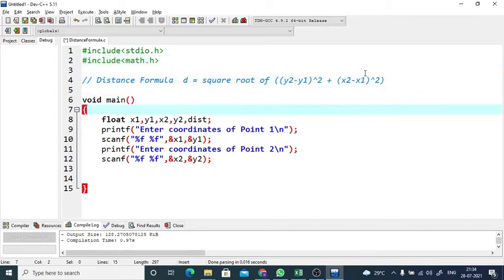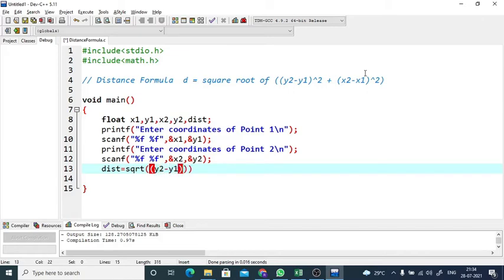Then we will continue with the distance formula. So dist is going to be sqrt in bracket. One bracket would be for y2 minus y1, the whole square. I would prefer multiplying it twice rather than making it complicated by applying the pow function. Plus I'll be having x2 minus x1 the whole square. So again I'm multiplying it twice.